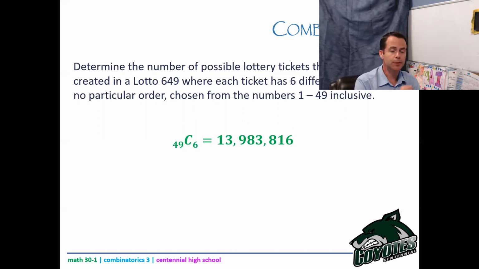To put that in perspective, you have a 1 in 3,000 chance of getting hit by lightning. 1 in 3,000 chance of getting hit by lightning, 1 in 14 million chance of winning the Lotto 649. You are way more likely in your life to get hit by lightning than you are to win Lotto 649. So save your money. All right.